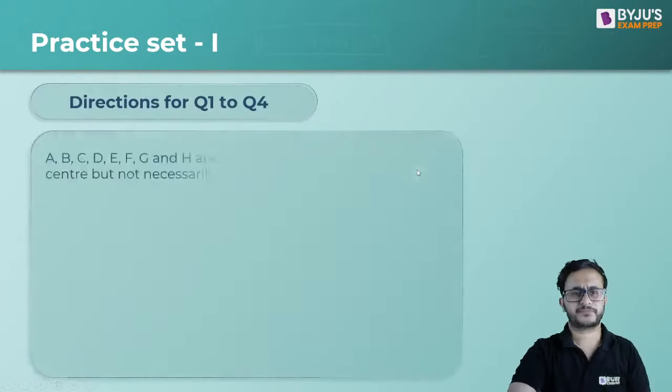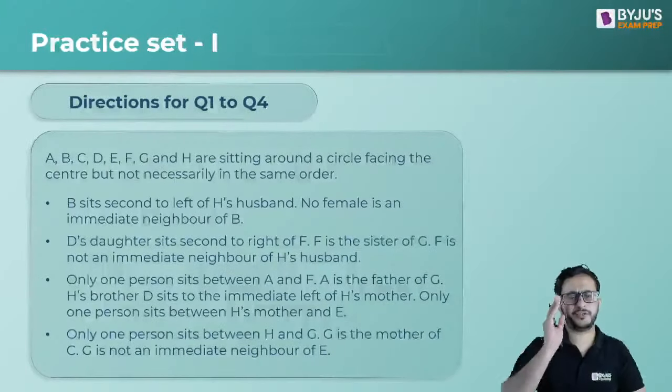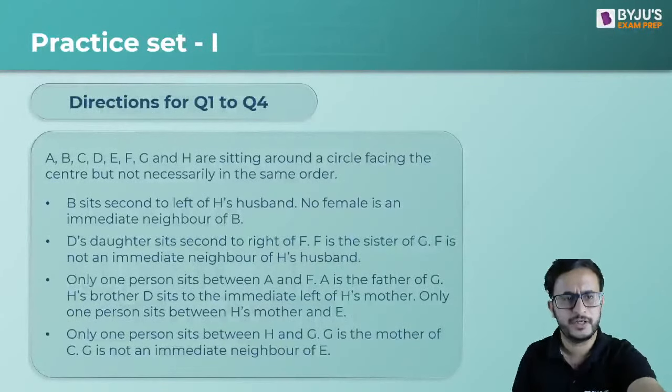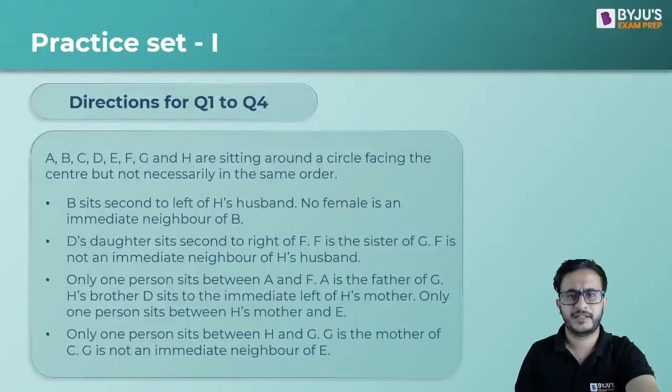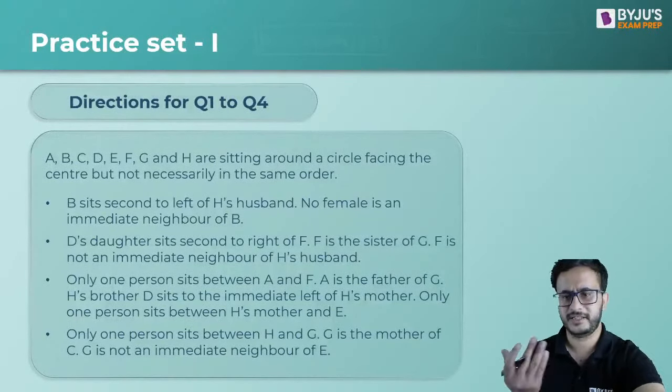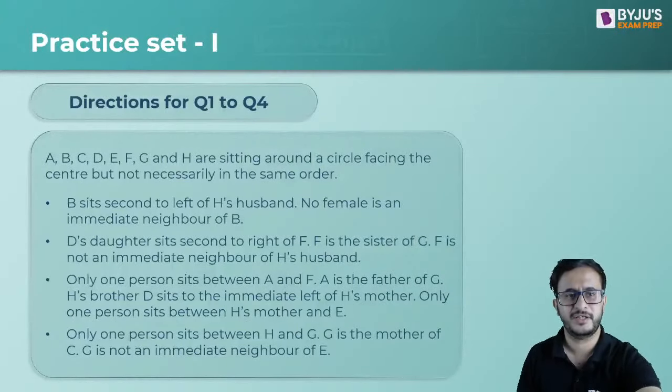All right, so here's the first set. It is based on seating arrangement along with blood relations. It says that there are 8 people A, B, C, D, E, F, G, H, and they are sitting around a circle facing the center, but not necessarily in the same order. Of course, they are never in the same order. Why would there be a question then? Certain statements are given to us, so let us try to solve it and understand the approach as to how we can solve such questions in the best possible time.